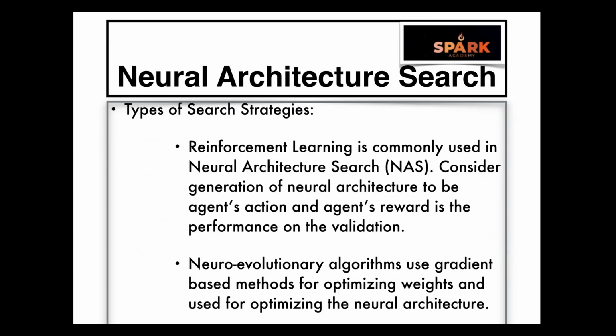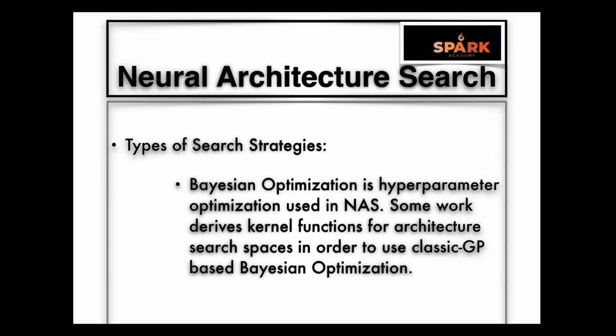Let's talk about the types of search strategies. First of all, we have three different search strategies. The first, reinforcement learning, is commonly used in neural architecture search. Consider the generation of a neural architecture to be the agent's action, and the agent's reward is the performance on the validation set. Second, neuroevolutionary algorithms use gradient-based methods for optimizing weights and evolutionary algorithms for optimizing the neural architecture. Thirdly, Bayesian optimization is a hyperparameter optimization method used in NAS. Some work derives kernel functions for the architecture search space in order to use classic GP-based Bayesian optimization.